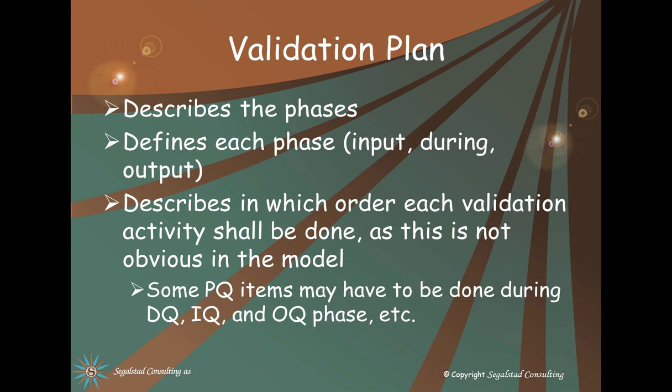The validation plan describes the phases. It defines the phase with the input, during, and the output. It describes in which order each of the validation activities shall be done, as this is not really obvious in the model I showed you. For example, some PQ items may have to be done during the DQ, IQ, or OQ phase, etc.